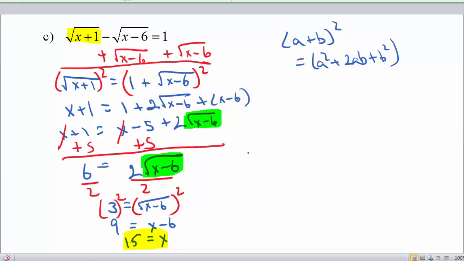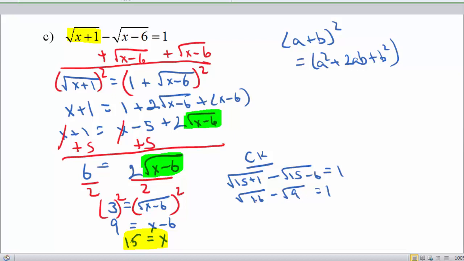And now I just make sure I do a check to make sure it's not extraneous. So when I do the square root of 15 plus 1 minus the square root of 15 minus 6, is that equal to 1? Well, let's say square root of 16 minus the square root of 9 equals 1. Square root of 16 is 4. Square root of 9 is 3. So 4 minus 3 does actually equal 1. So it works. So 15 actually is my solution there.